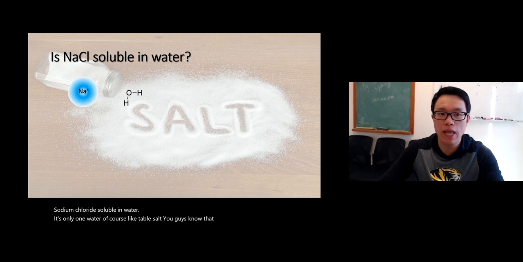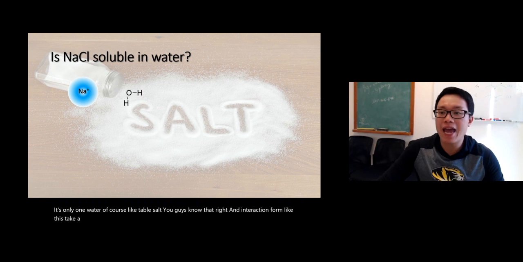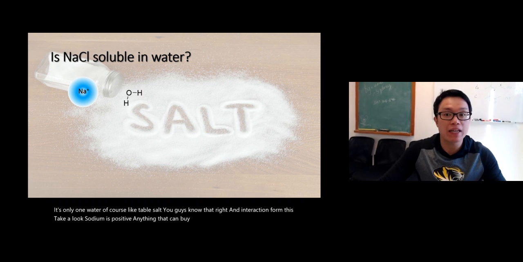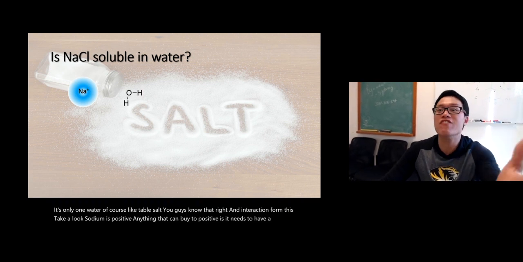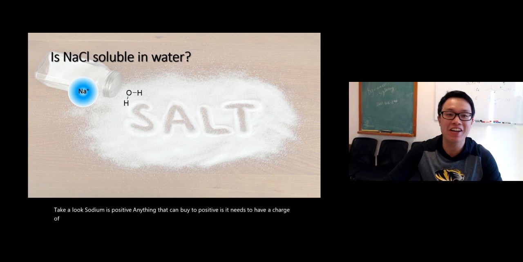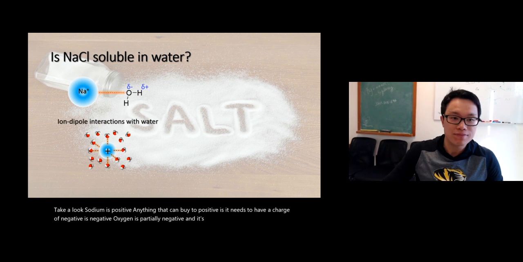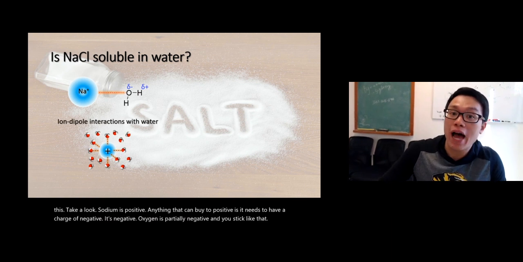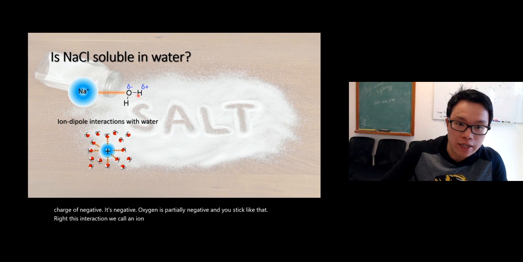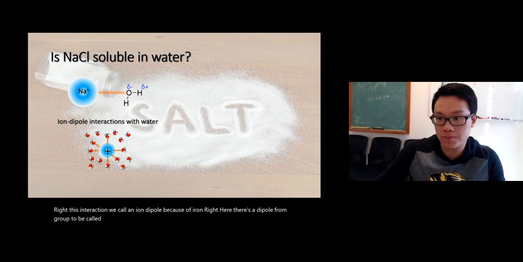And the interaction forms like this. Take a look. Sodium is positive. Anything that can bind to positive needs to have a negative charge. Oxygen is partial negative, and it sticks like that. Right? This interaction we call an ion dipole, because the ion right here has a dipole from the OH group, so we call it ion dipole interactions.